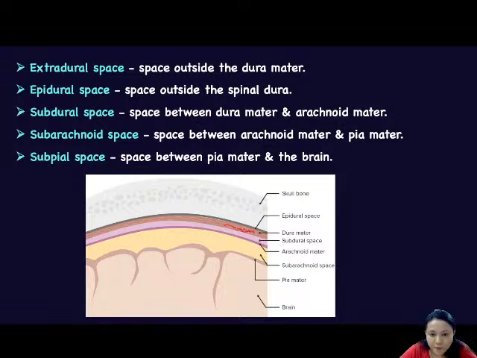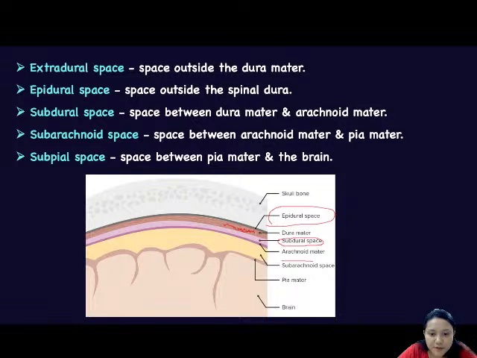Now space above the dura is the epidural space. Space below the dura is the subdural space. Just try to remember, epi means above. Extradural or epidural, both are the same, and those are the space above the dura, and space below the dura is the subdural space. Now after subdural space, you have a layer that is the arachnoid mater. Now below the arachnoid mater, the space is known as the subarachnoid space.